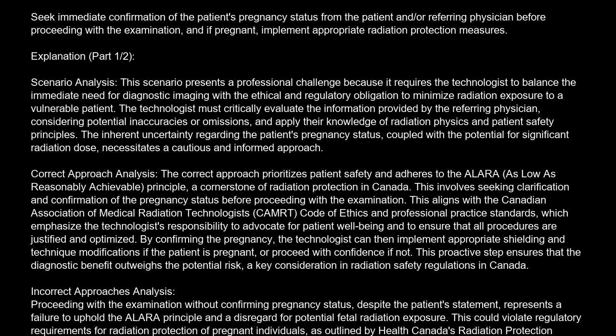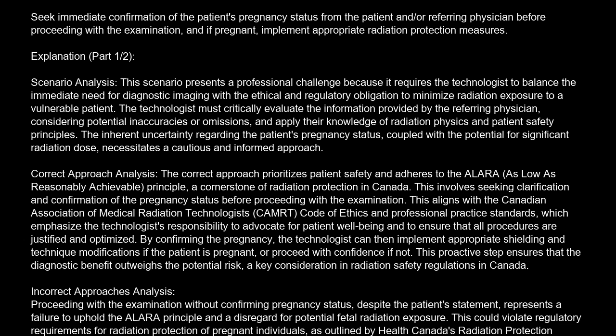The technologist must critically evaluate the information provided by the referring physician, considering potential inaccuracies or omissions, and apply their knowledge of radiation physics and patient safety principles. The inherent uncertainty regarding the patient's pregnancy status, coupled with the potential for significant radiation dose, necessitates a cautious and informed approach. Correct approach analysis.